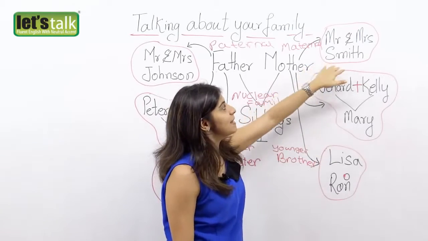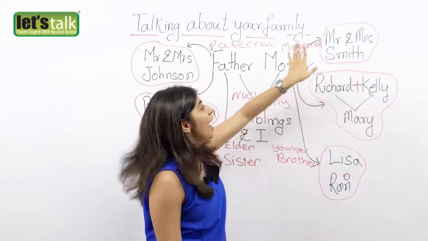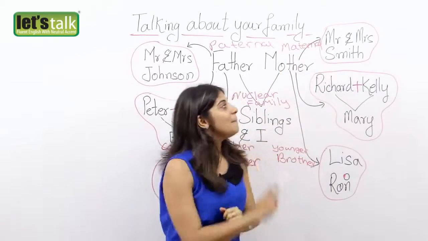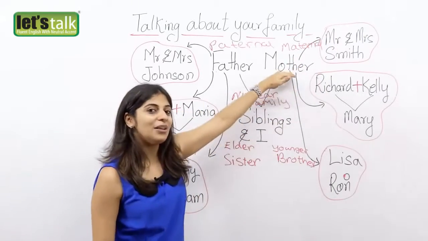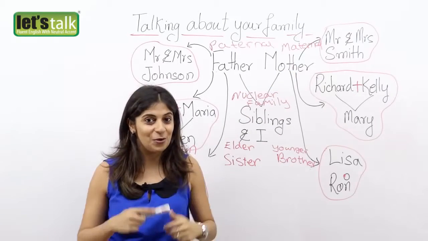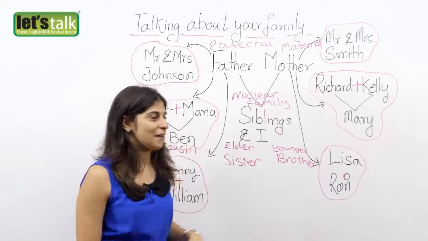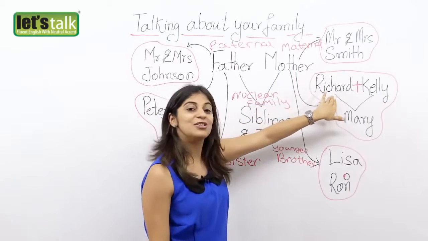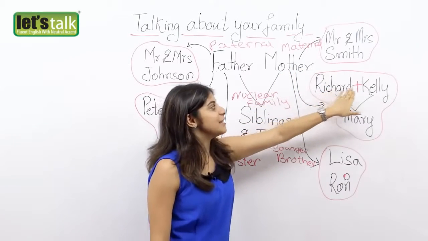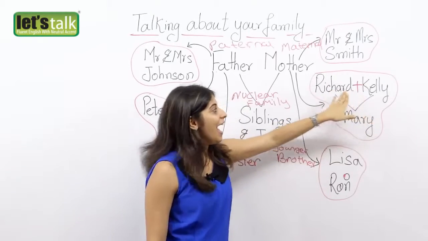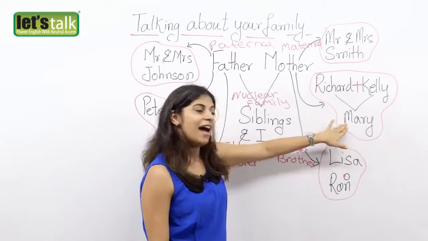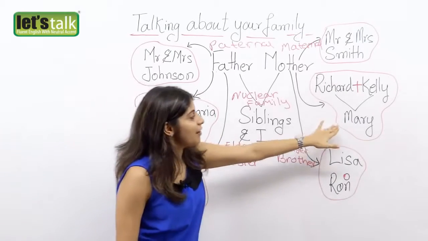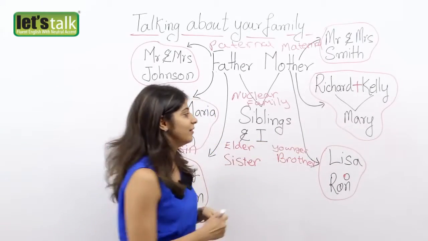We have Mr. and Mrs. Smith. So mother comes from the Smith family. Mr. and Mrs. Smith are your mother's parents. So for you, they are your maternal grandparents. But your mother also has a brother called Richard. Richard is married to Kelly. And Richard and Kelly have a beautiful daughter called Mary. Now Mary is your cousin.